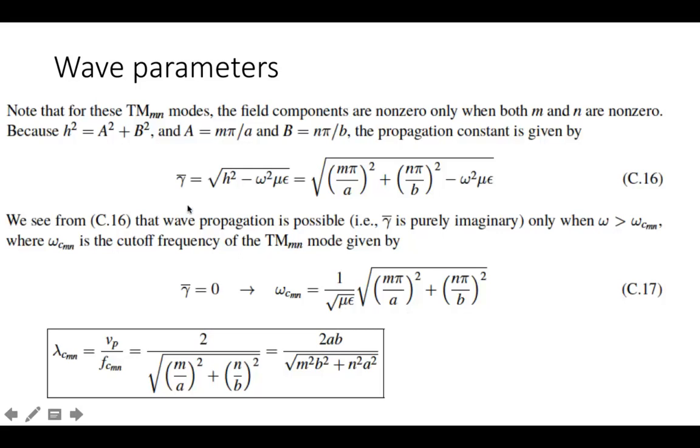Now I do want to mention one thing. This gamma, once again, has a bar over it. This is referred to as the waveguide propagation constant. That is different from gamma without the bar, which would be the propagation constant in free space.